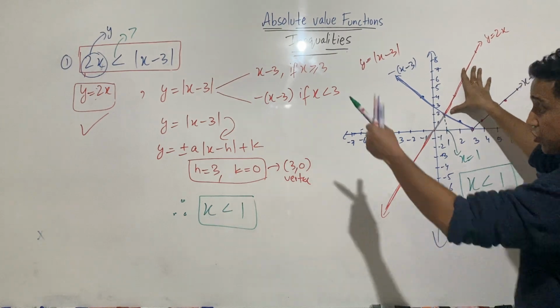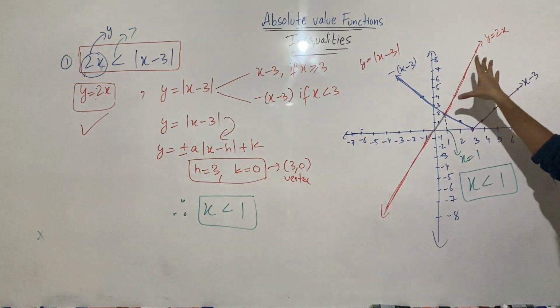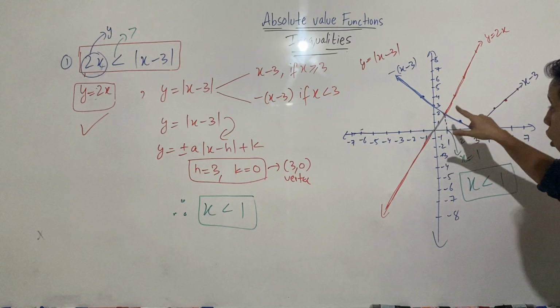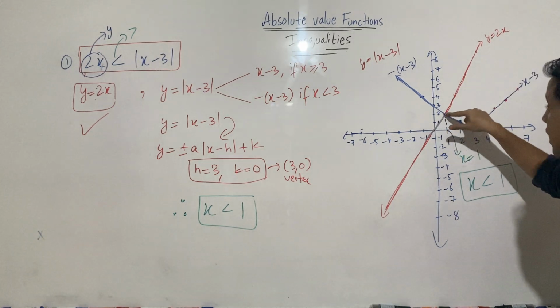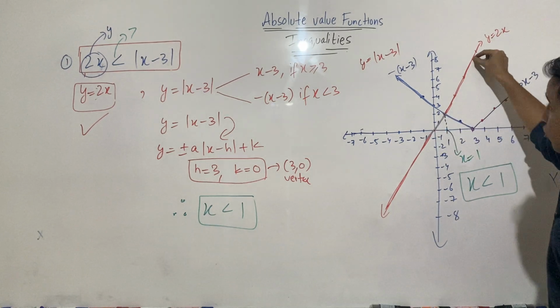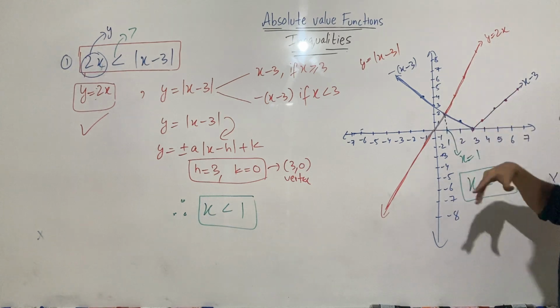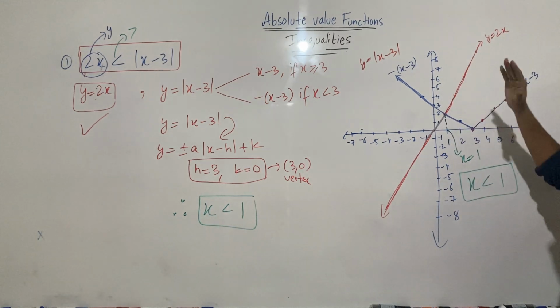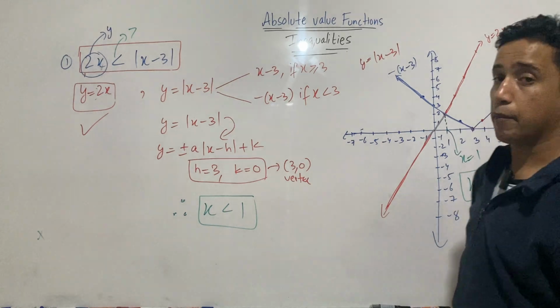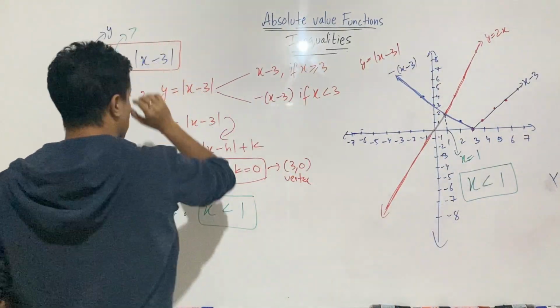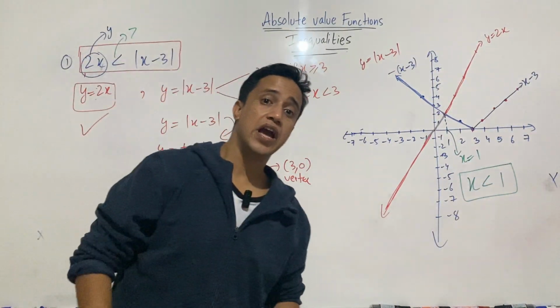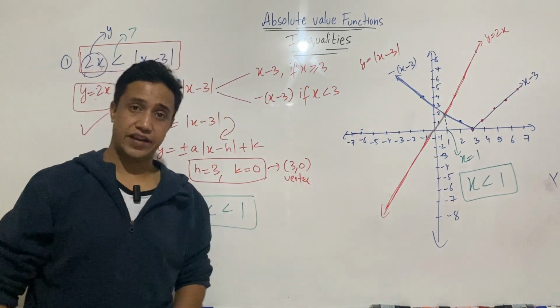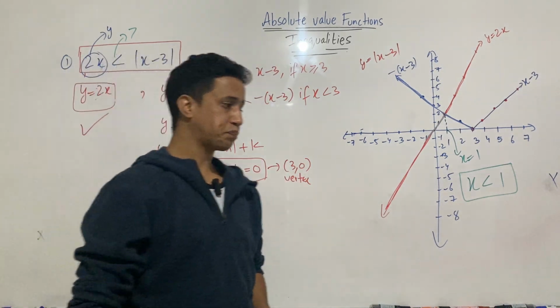So if that's the question, my answer would be x greater than 1, because for all values of x greater than 1, I got these points on the straight line, and this region lies exactly above your absolute value function curve. Okay, I hope you understand it.